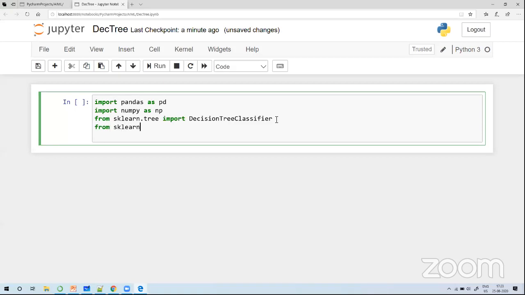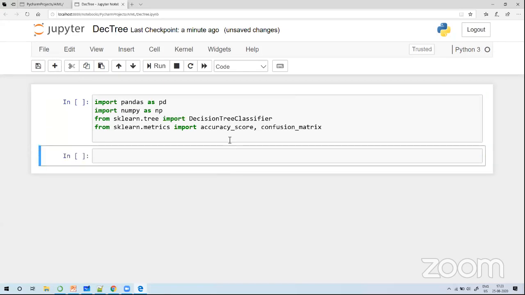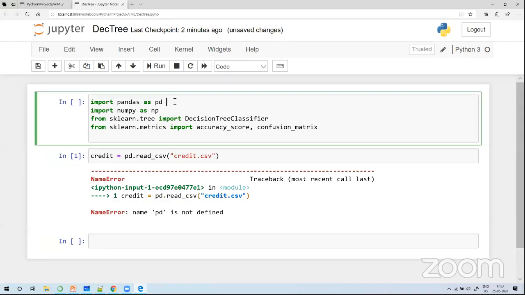From sklearn.metrics, import accuracy_score, comma, confusion_matrix. That's all. Good enough. Let's read the data. We call this credit. I'm naming the data frame as credit, equal to pd.read_csv, credit.csv. We did not run this step.